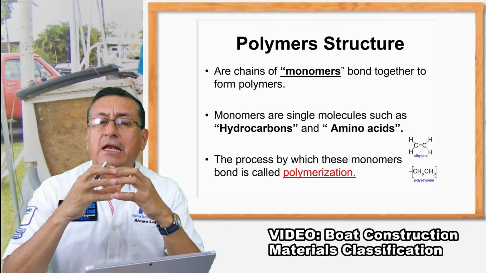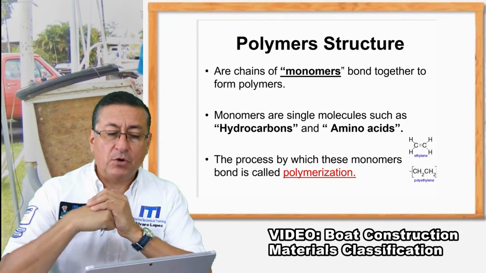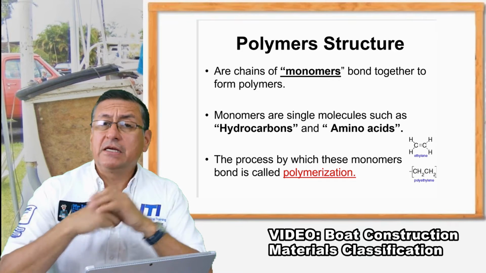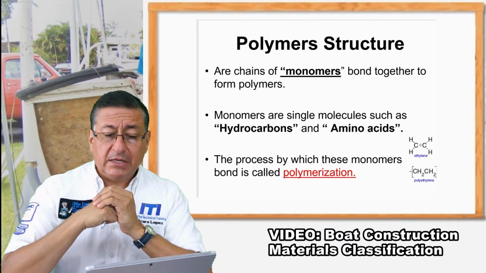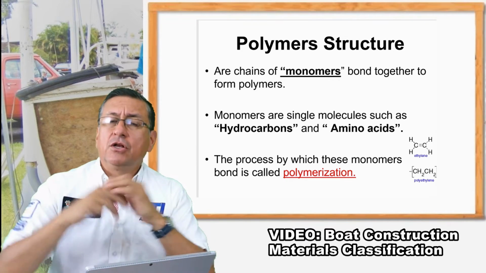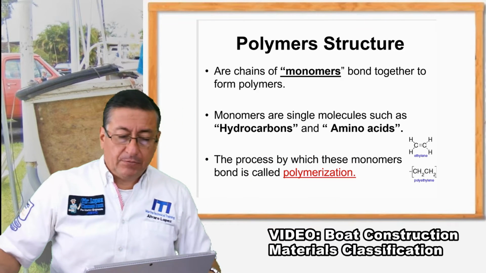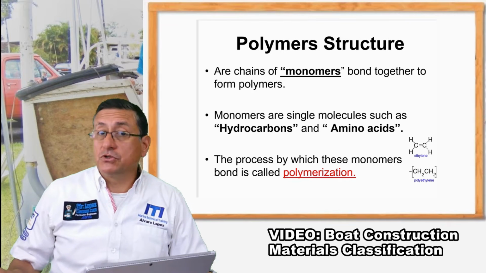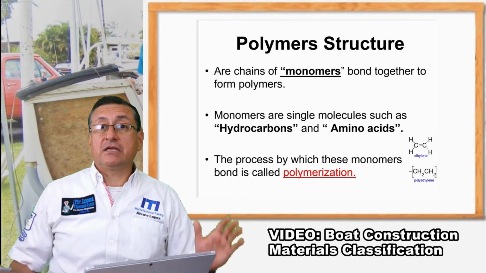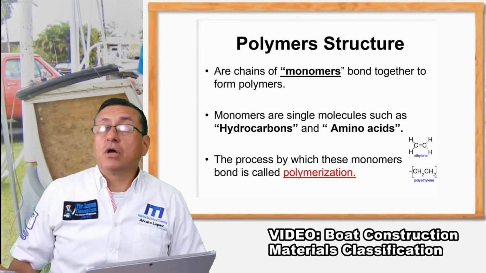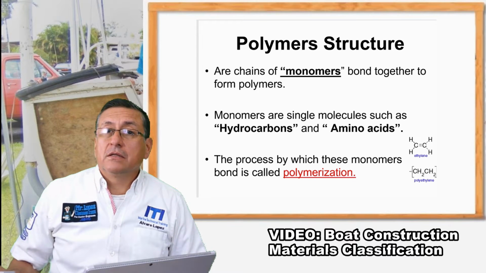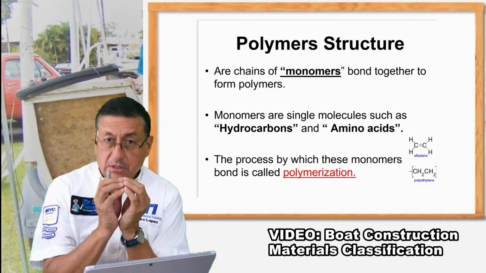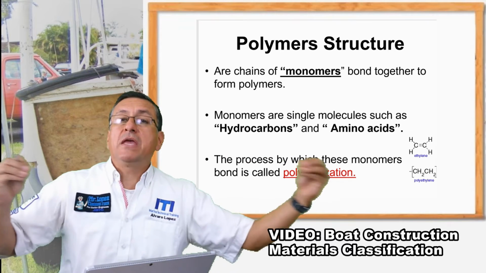Now we are going to analyze the internal structure of the polymers. The polymers are basically chains of monomers, and they are bonded together in order to create the polymer, the chain. The monomers are single molecules. For example, hydrocarbons. A hydrocarbon is a single monomer. Or amino acids. The amino acids are the structure of a big polymer.